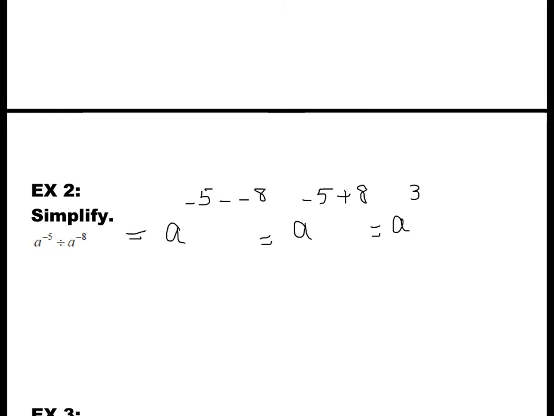You divided two negative exponents and you got a positive exponent.